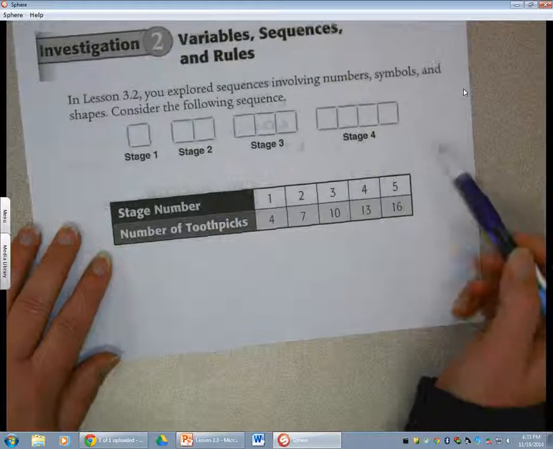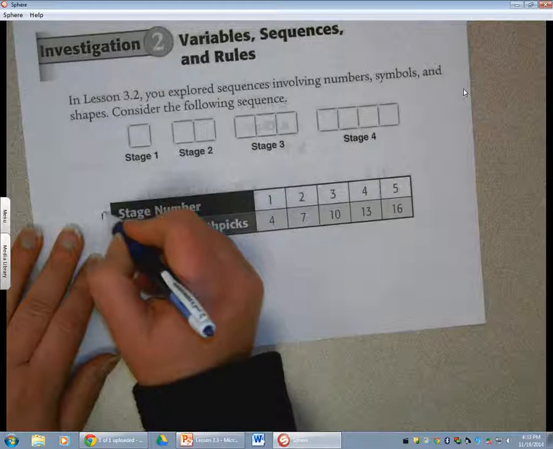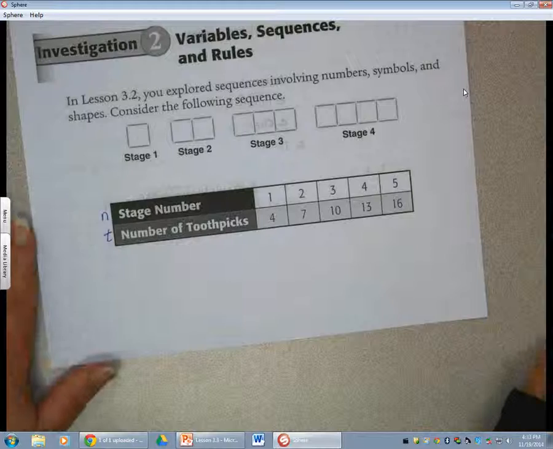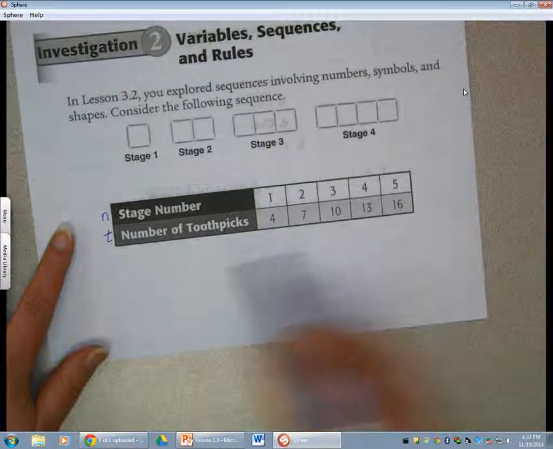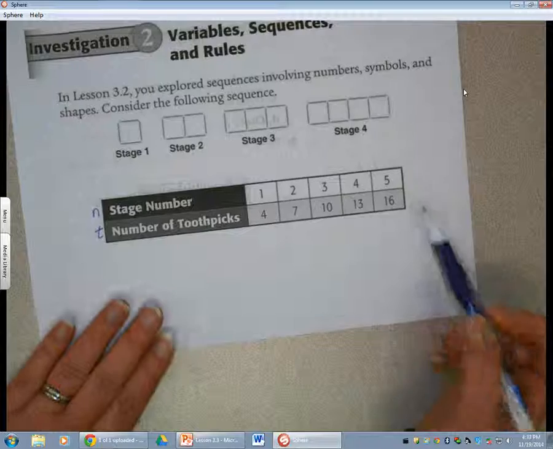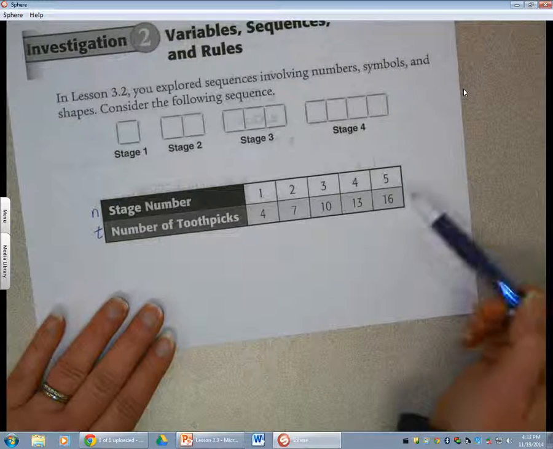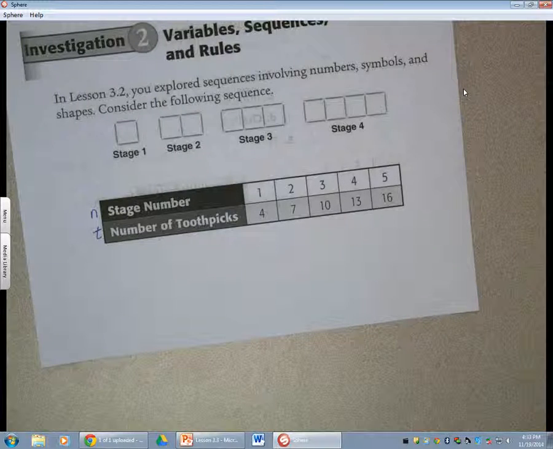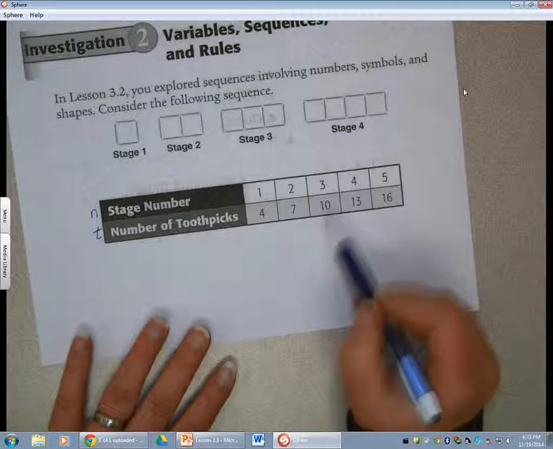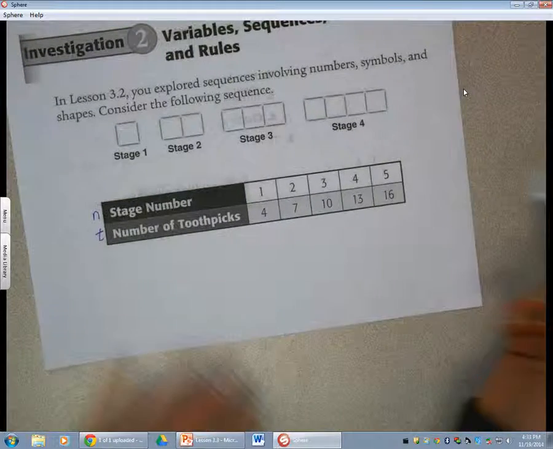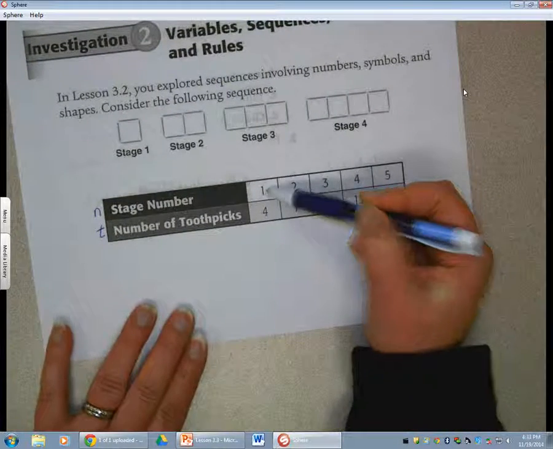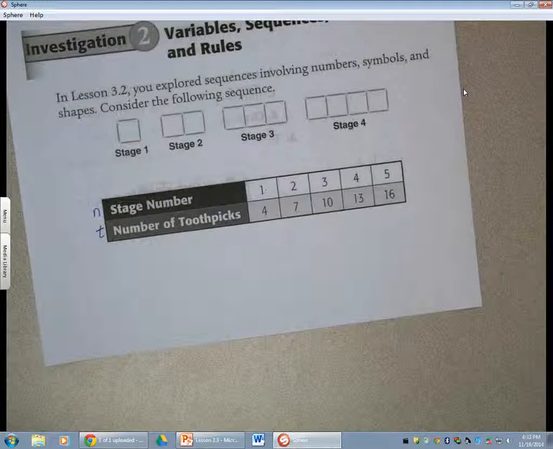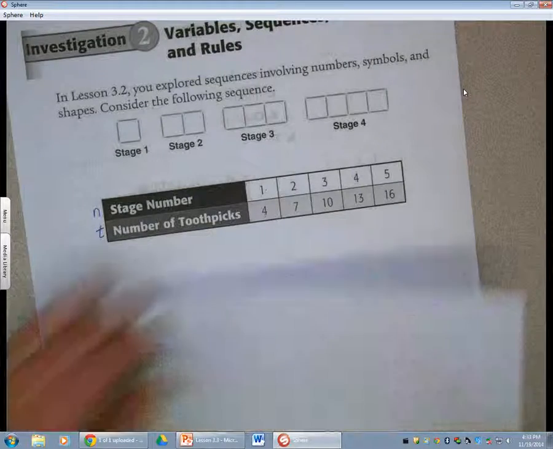Now, the first table that we've chosen to look at, and we're going to again use N for our stage number, and we're going to use T for our number of toothpicks, okay, is the total number of toothpicks. So as I'm working this, again, I want to be able to say, how many toothpicks are in stage 1? So we don't want to go, oh, look, plus 3, plus 3, plus 3. We want to go, how do we get from 1 to 4, from 2 to 7? And like we talked about in the first video, we want to start with the basics.